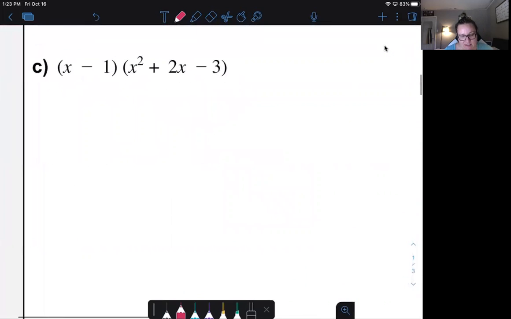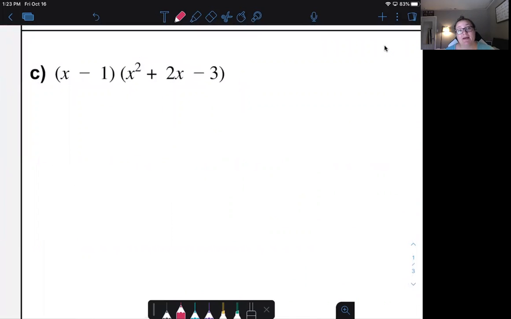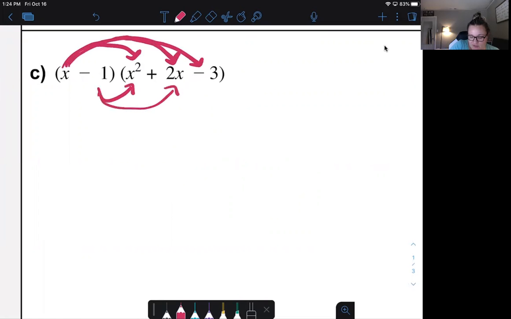All right, for part C, we're going to multiply a binomial by a trinomial. So what we have to do is we're still going to use the distributive property. We're going to multiply x by x squared, 2x, and negative 3. Then we're going to multiply negative 1 by x squared, 2x, and negative 3 as well. So instead of having to distribute to 2 terms, we distribute to 3 terms.